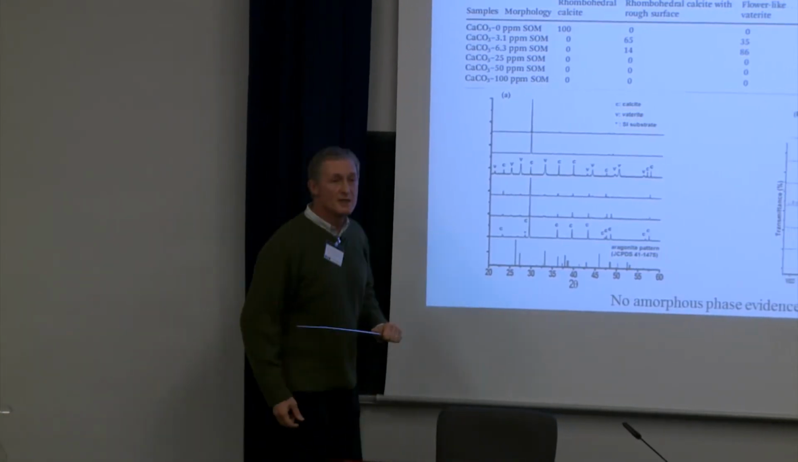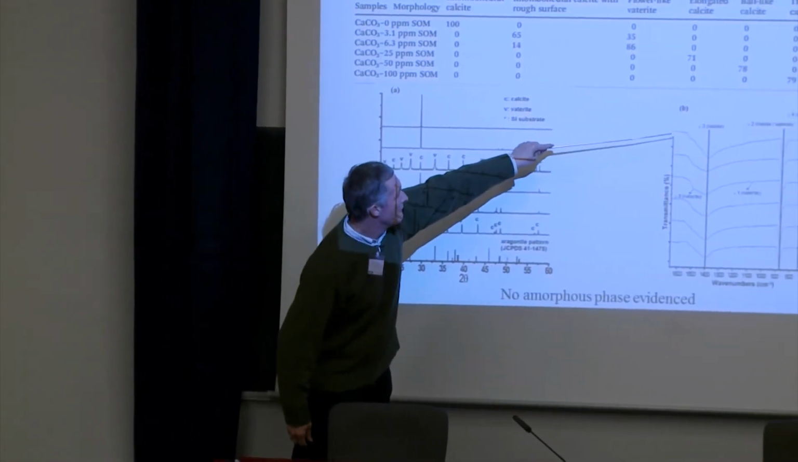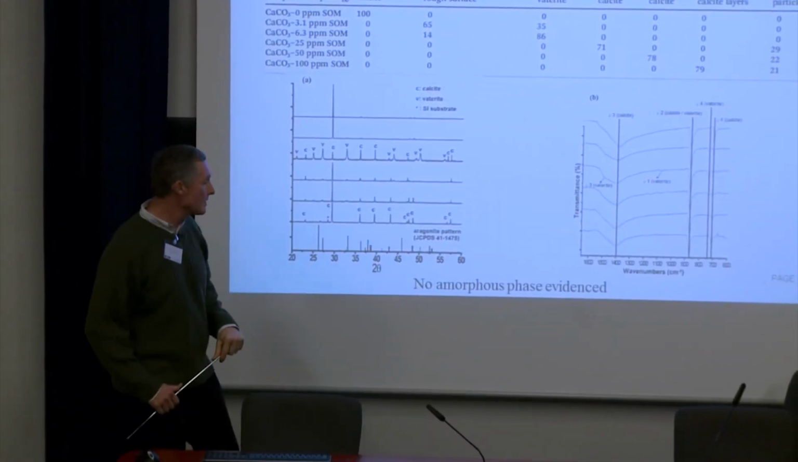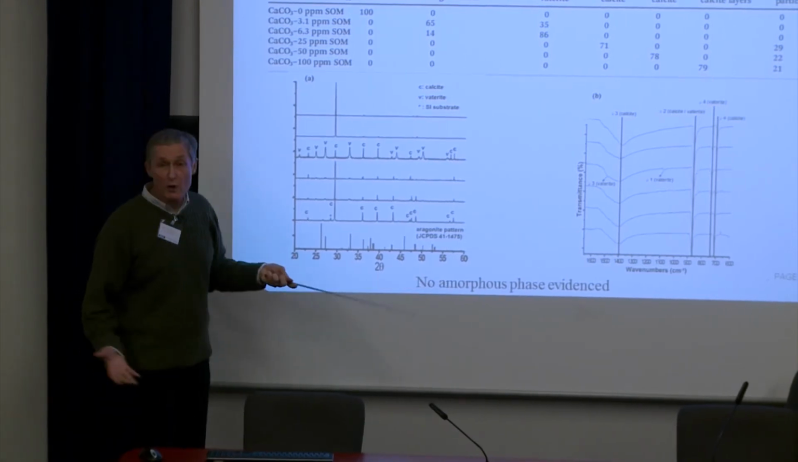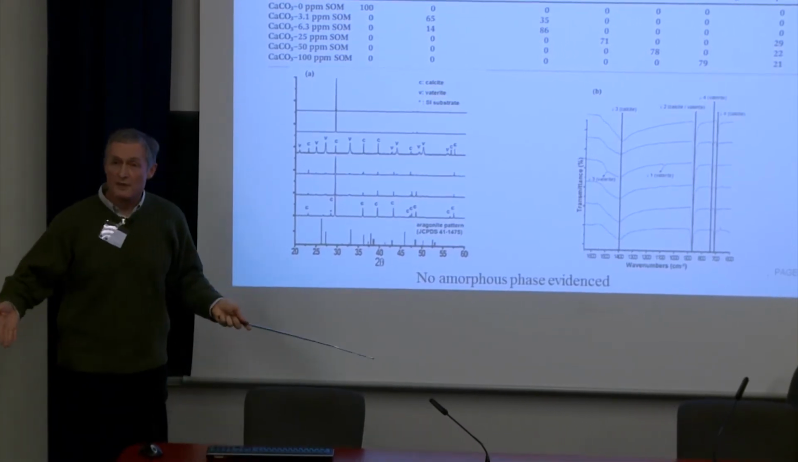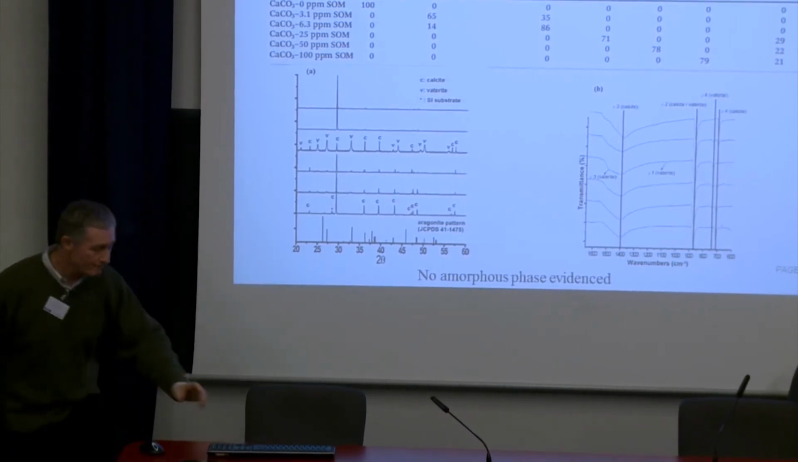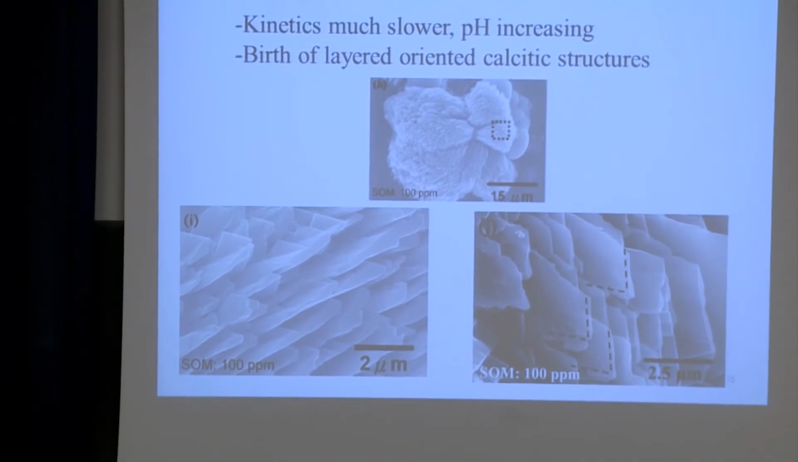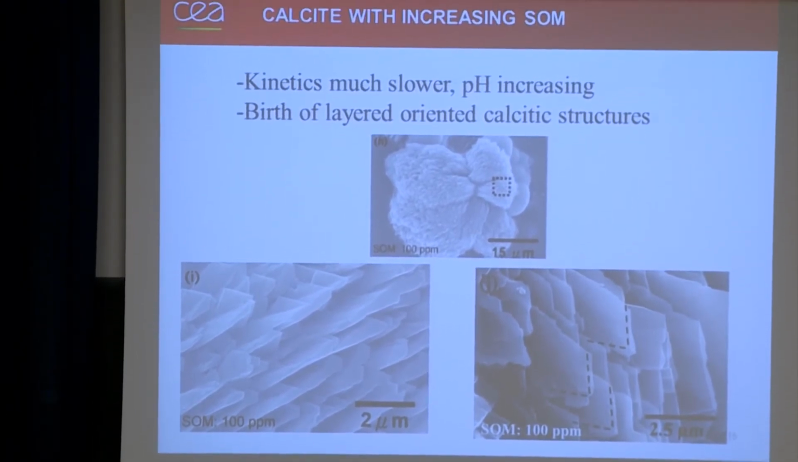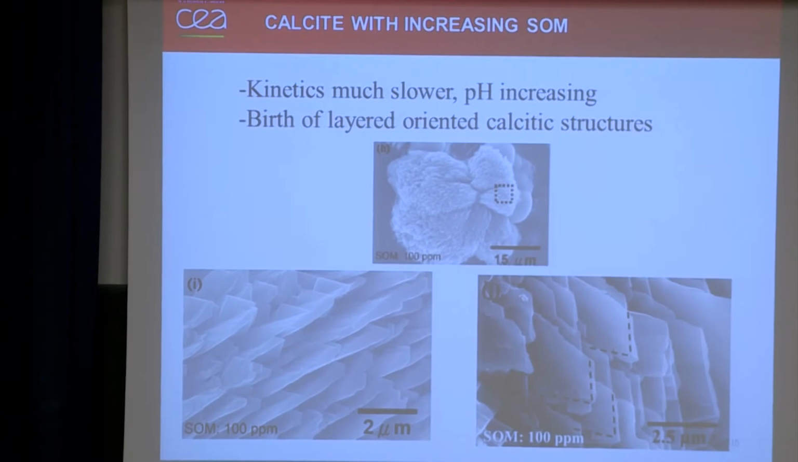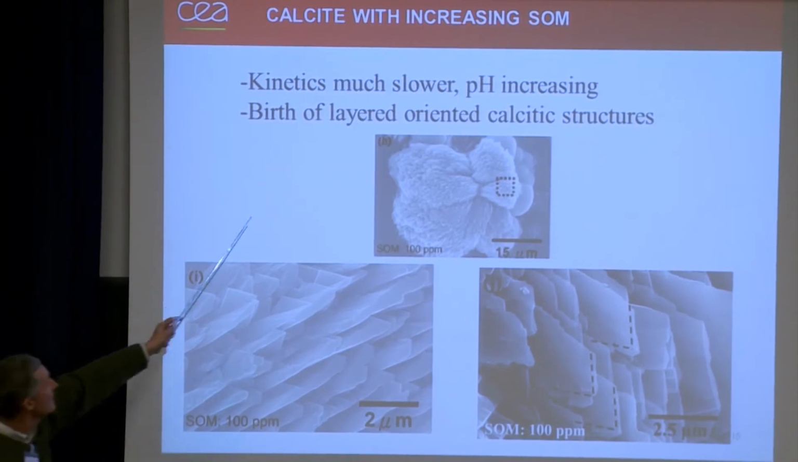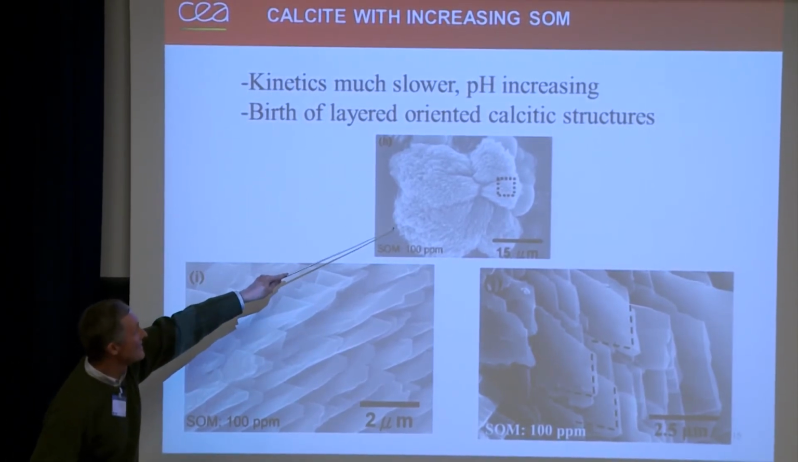Same thing with infrared, where you could first detect calcite, then of course a mixture of calcite and vaterite, and then back to calcite. And important thing, no amorphous phase is detected at the end of the process when we collect the crystals. Okay? So let's describe a little bit the crystals now. Of course, when you add these organic additives, the kinetics is much lower, and you see some increase of pH. And then you see the birth of kind of polycrystals of calcite like this.